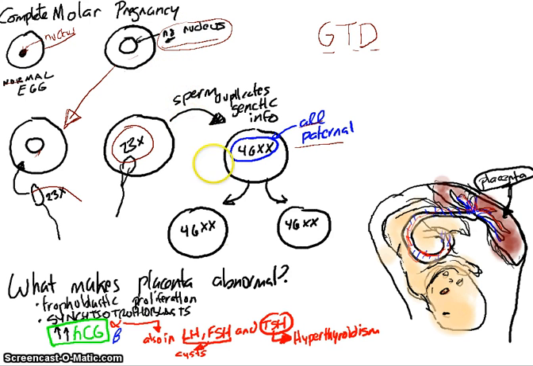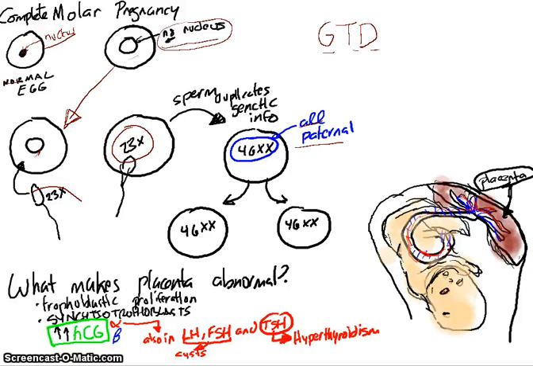So now let's jump ahead and think about what actually makes the placenta abnormal within complete molar pregnancy. And what we have is trophoblastic proliferation. Trophoblastic proliferation again just means that the placenta is too prolific. And in terms of what part of the placenta is producing too much, it's the syncytiotrophoblasts here.